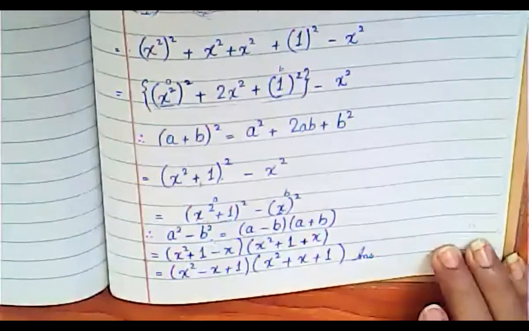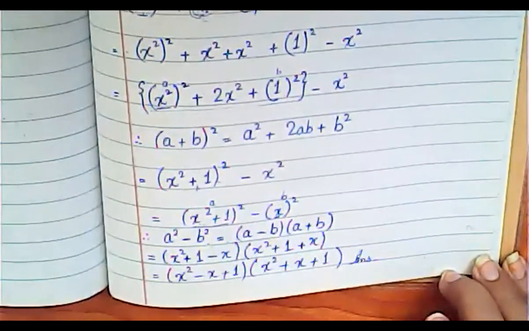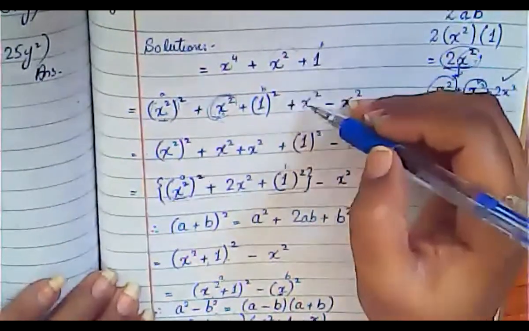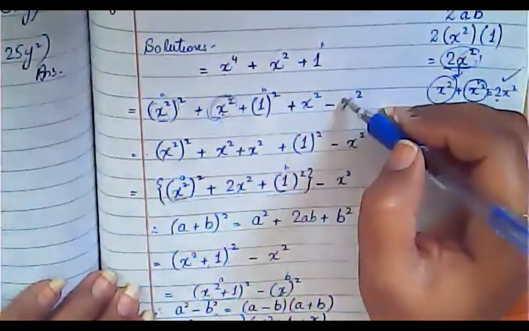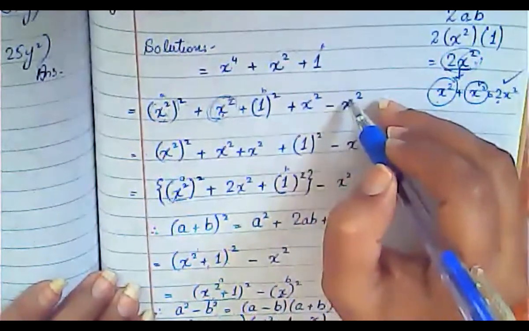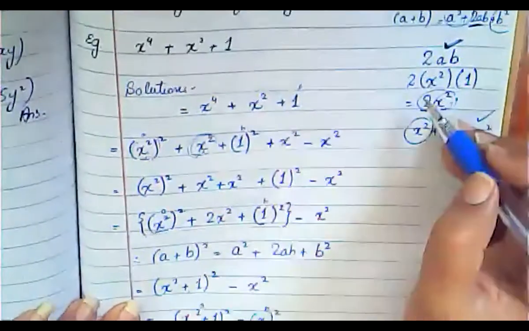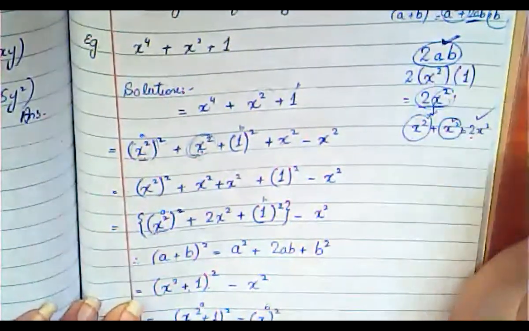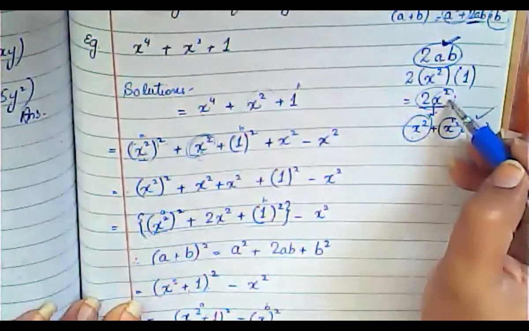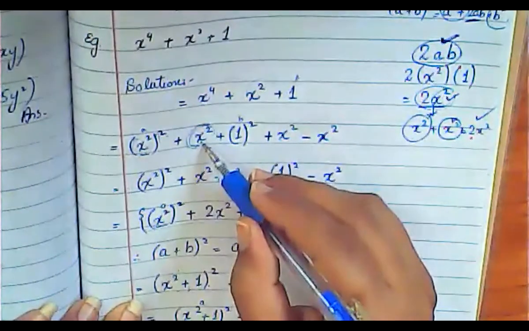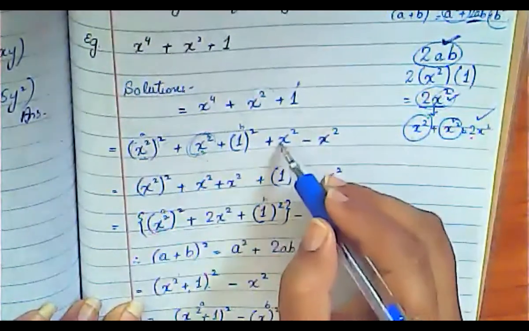Clear or not? A little bit difficult here is just to decide what you are going to add or subtract. Simply you have to decide what you are going to add and subtract with the help of this middle term, which is 2ab. Now 2ab should be equal to 2x square, and it is basically only x square. So that's why we will add x square.